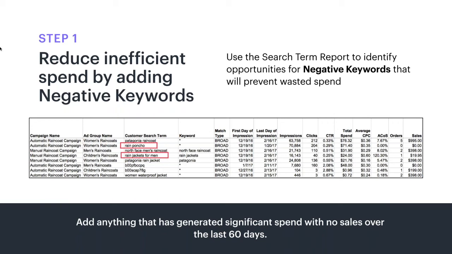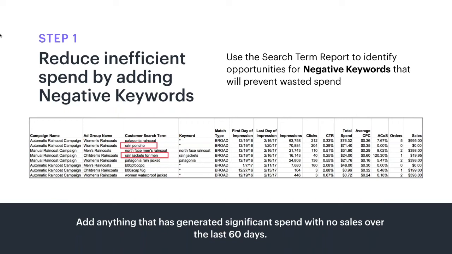But we have written here, we recommend that you add anything that's generated significant spend with no sales over the last 60 days. And this quote unquote significant is pretty ambiguous because we kind of leave it up to your discretion, right? So it's entirely dependent on your business objectives, of which we've honed in on it a bit quite frequently today. So for some campaigns, $5 in spend with no sales may be significant. But for others, if they're more growth oriented or looking to launch a new product, you may be more conservative and add keywords as negative search terms if they've generated maybe $15 or $20.